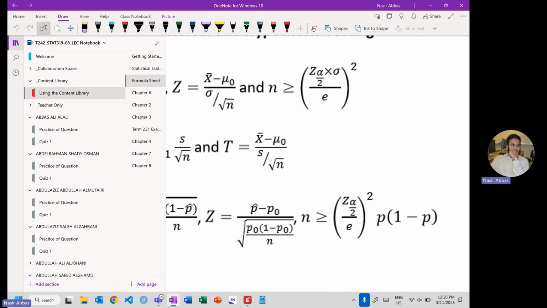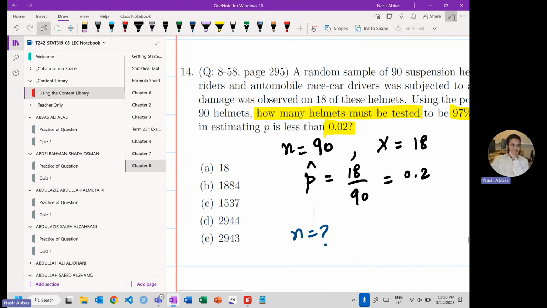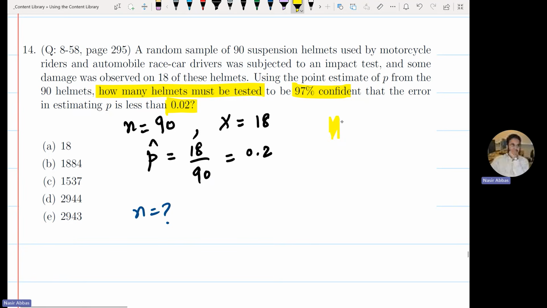Now here you have to decide whether to use P equals 0.5 or to use an estimate from the question. Does the question give you an estimate of P? Go back to the question. I will take this formula and write it here, and then we will see in the question, is an estimate of P given to us? Look here, using the point estimate of P. Yes, we are given a point estimate of P, which is 18 divided by 90. So we will use that point estimate of P.